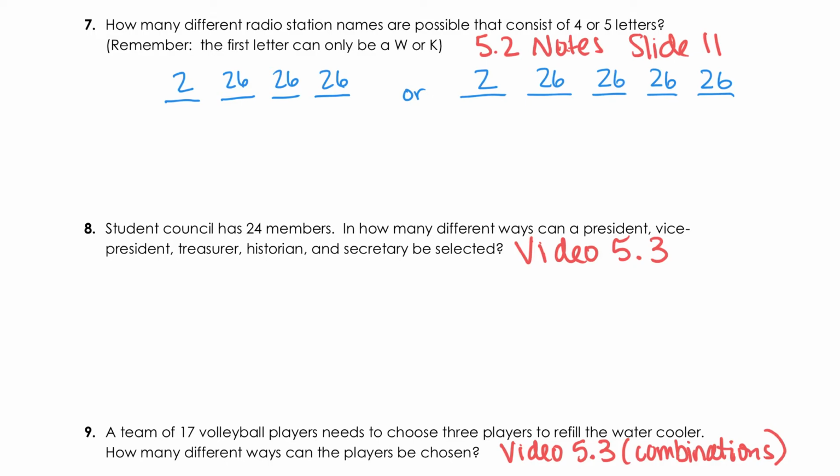So for 4 letters, we have 35,152 options. For 5 letters, we have 913,952. And then since we want to know either or, we're going to have to add those up. And that's going to give us 949,104 options.